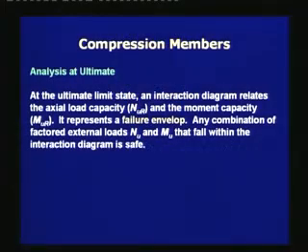At the ultimate state, an interaction diagram relates the axial load capacity, which is represented as NUR, and the moment capacity, which is represented as MUR. The R stands for resistance and the U stands for ultimate. It represents a failure envelope. Any combination of factored external loads NU and MU that fall within the interaction diagram is safe.